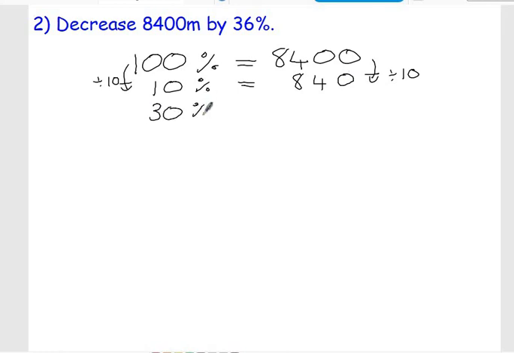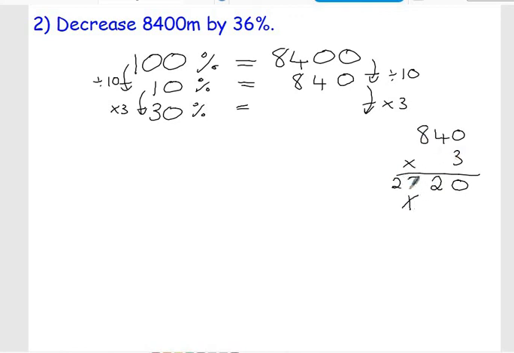30% then, you can times our answer by 3. If you're unsure, there is no problem with doing a little tower sum on the side. 840 times by 3. 0 times by 3 is 0. 4 times 3 is 12, 2 down carry 1. 8 times 3 is 24, and the one we carried is 25. So we get 2,520. Then we've got 6%.